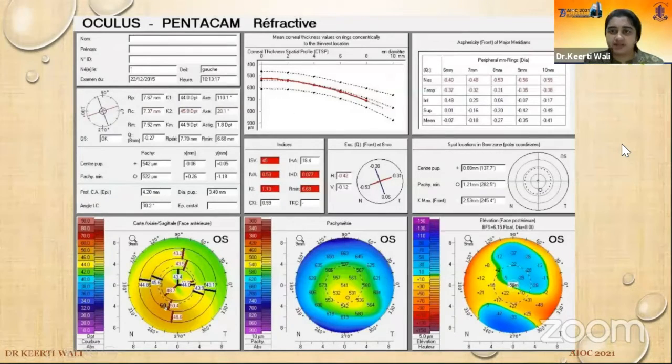Okay, so this is how the Pentacam report shows us the indices. And in this report, you can clearly see they are marked by red. So you don't have to remember those values, but the color coding itself will give us a red flag sign in your mind.